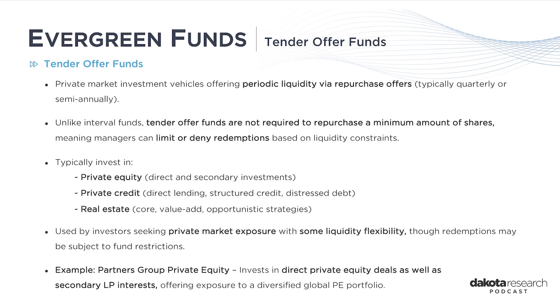The other type of evergreen fund are tender offer funds. Tender offer funds are private market investment vehicles offering periodic liquidity via repurchase offers, typically quarterly or semi-annually. Unlike interval funds, tender offer funds are not required to repurchase a minimum amount of shares, meaning managers can limit or deny redemptions based on liquidity constraints. So when you think about managing a more liquid share class with an underlying more illiquid investment, these types of terms help better align investors with the underlying investments themselves. Tender offer funds typically invest in private equity, both direct and secondary investments, and private credit, think direct lending, structured credit, distressed debt, and real estate.